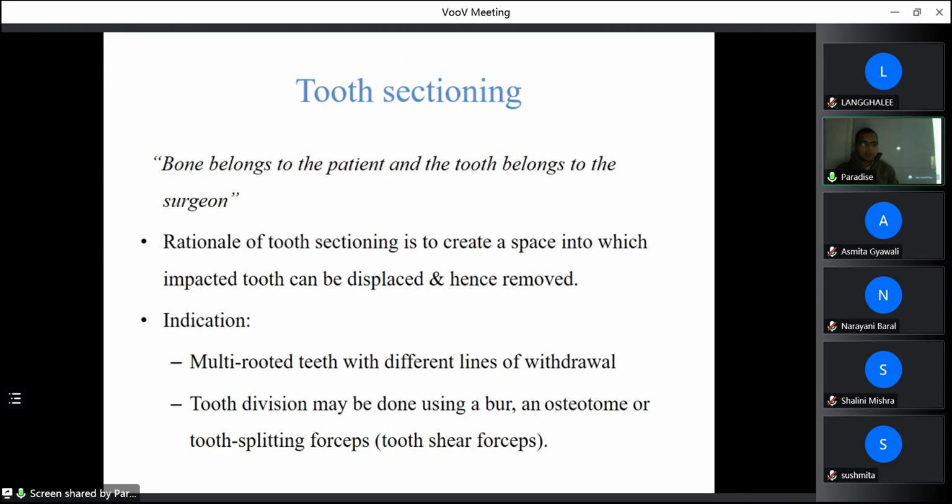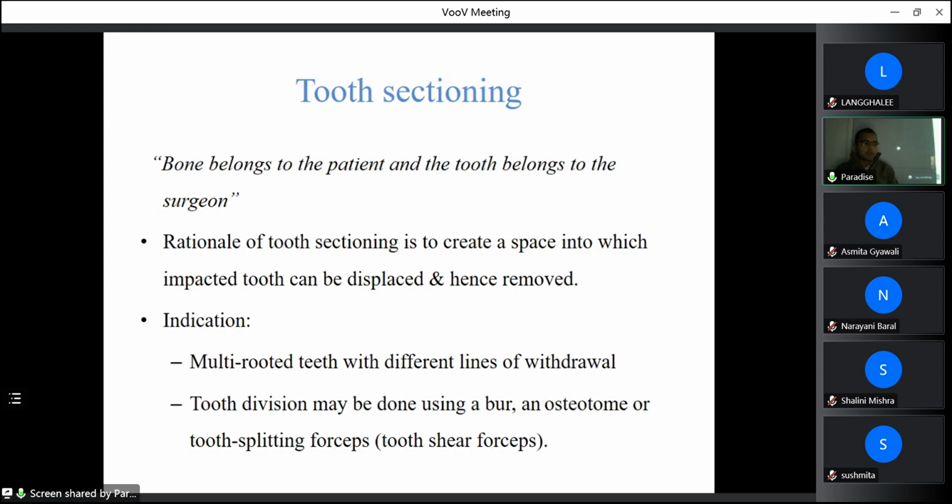remove it in pieces. So the rationale of tooth sectioning is to create a space into which the impacted tooth can be displaced and hence removed. The indication is a multi-rooted tooth with different lines of withdrawal. Most of the time there are two roots, mesial and distal roots. It's better to section the tooth and separate the mesial and distal roots. Sometimes the roots are fused. In such cases, you have to remove the crown first, followed by root removal.